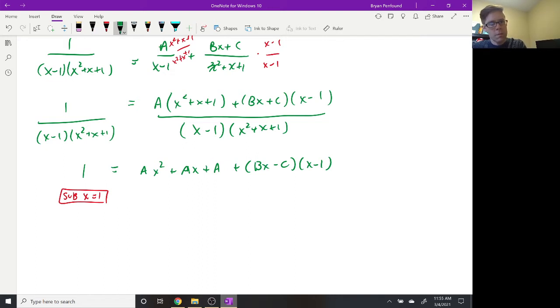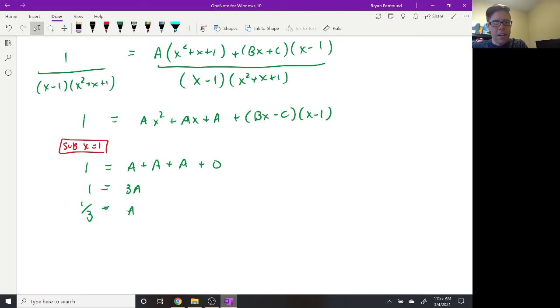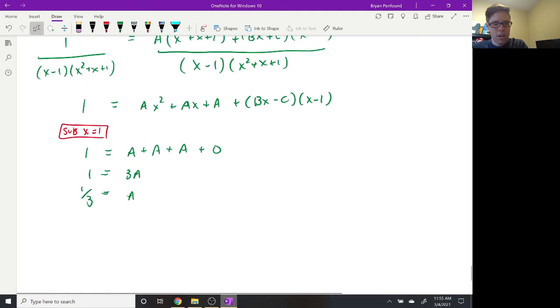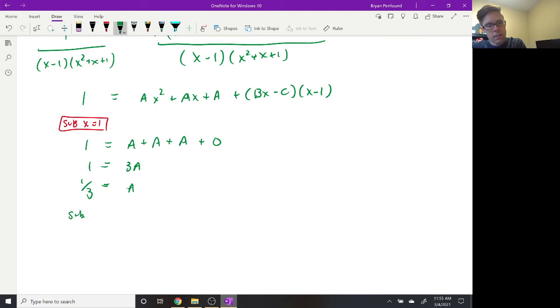So let's see. When we sub in x is equal to 1, we have 1 equals a plus a plus a plus 0. So we have 3a is equal to 1, so a must be a third. Yeah, my apologies, a is a third. Okay, I don't think there's any other x values that I can easily put in to make this work. So let's go ahead and sub a equals 1/3 into the original equation.